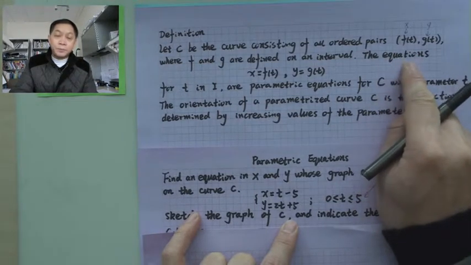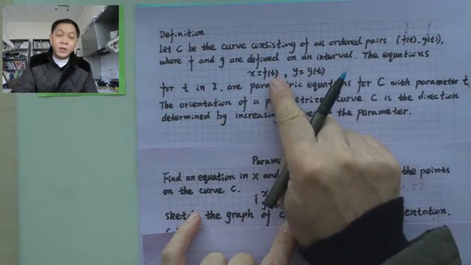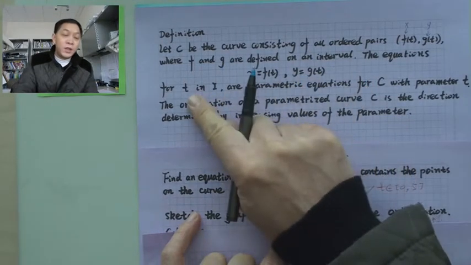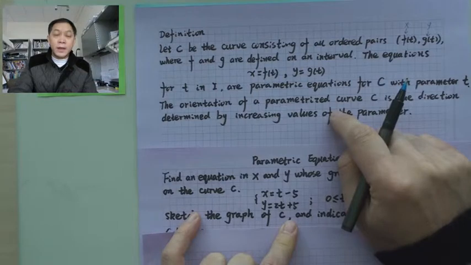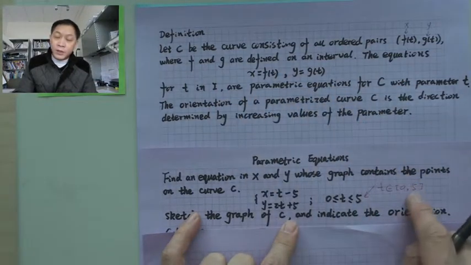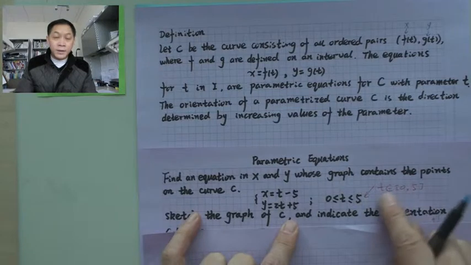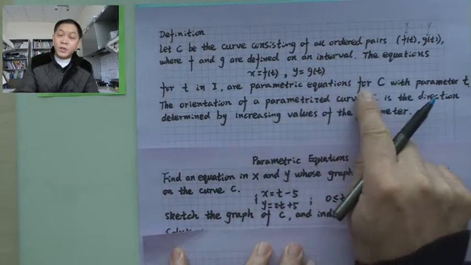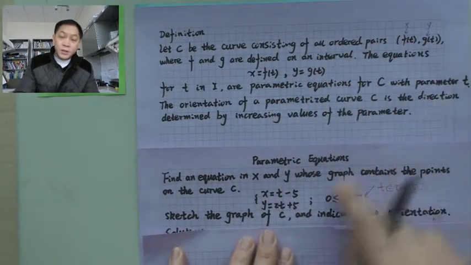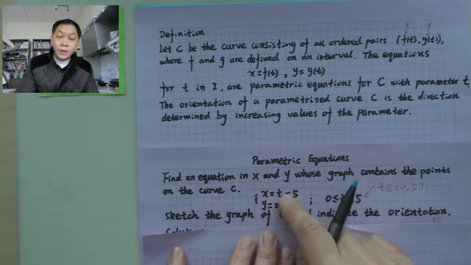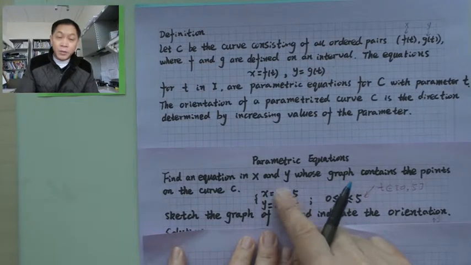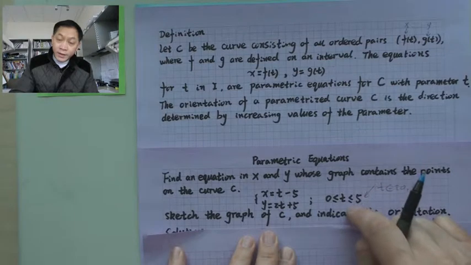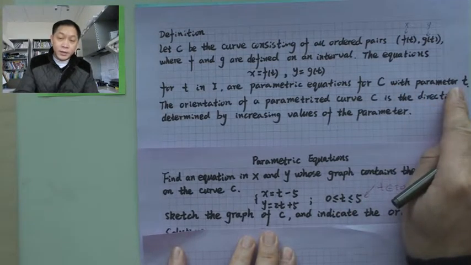And then the equations x equals f of t, y equals g of t, for t in I. t in I means t is in the interval from 0 to 5. These are parametric equations for C with parameter t. So those two equations are called parametric equations for the curve. In our case, it is a line with parameter t.